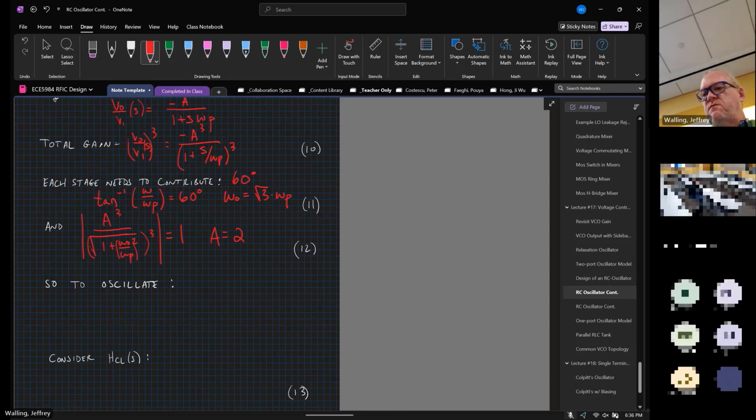All right, so we know now to oscillate, omega naught is equal to the square root of 3 times omega_p, and A is equal to 2. Those seem like they're pretty doable.